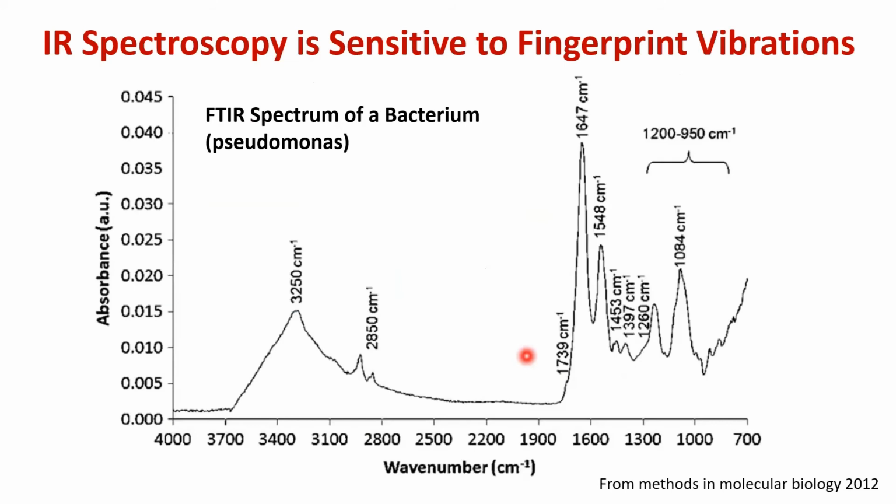But actually IR is complementary to Raman scattering. Raman spectroscopy is very sensitive to the CH vibration. That's why CARS and SRS have been largely used for imaging lipid metabolism in cells. But infrared spectroscopy is super sensitive to the fingerprint region, such as amide I, amide II, the phosphate band at 1260, and 1084 for the CO bond of carbohydrate. So infrared provides very rich information about biomolecules.